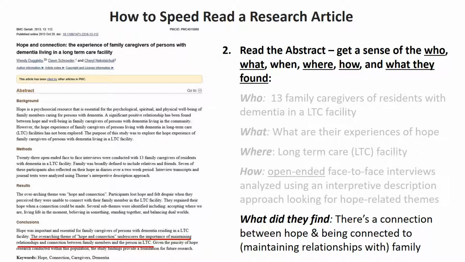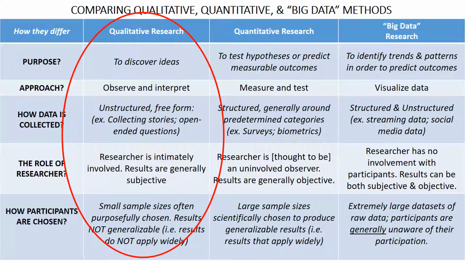Now, just parenthetically, this was a qualitative study. And qualitative studies are very different from other kinds in that they're not trying to predict anything. They're not trying to measure any outcome. They're only wanting to discover some idea about hope, or discover what's going on for family caregivers when they have to have their loved one placed in a long-term care facility. They just want to discover some ideas around that.